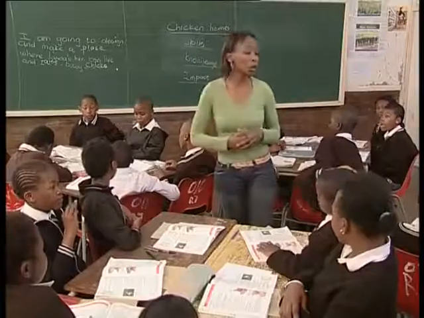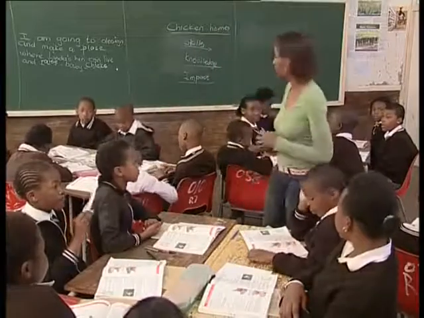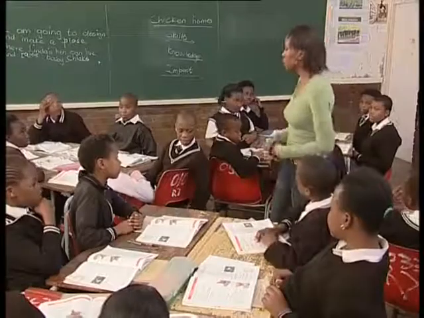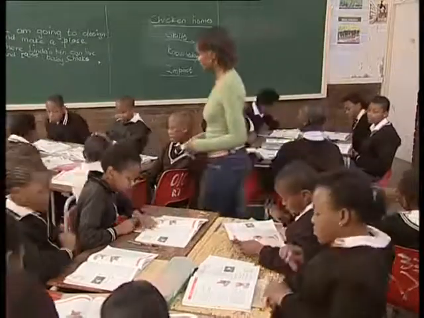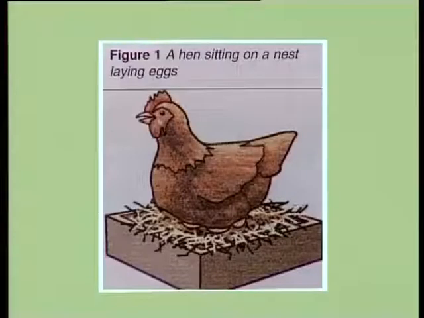Yes, Buitumelo? No, ma'am. No, they wouldn't grow to baby chicks. We need what? A rooster. Yes, we need a rooster. Now I want everybody to look at figure 1, please. Point at figure 1 in your books. What do you see in figure 1?